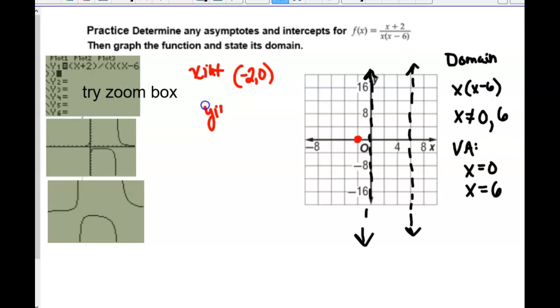The y-intercept is what we get when we put in a 0. Can we put in a 0, guys? If I put in a 0, I get -2 over 0 times -6. Isn't that undefined because you get a 0 down there? So it has no y-intercept, which is why it had a vertical asymptote there.